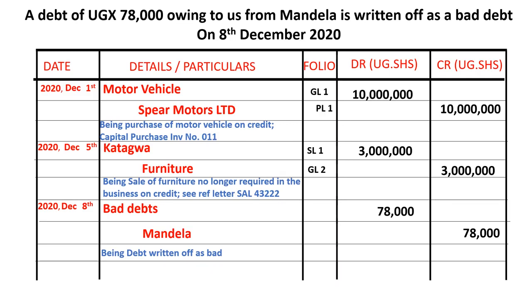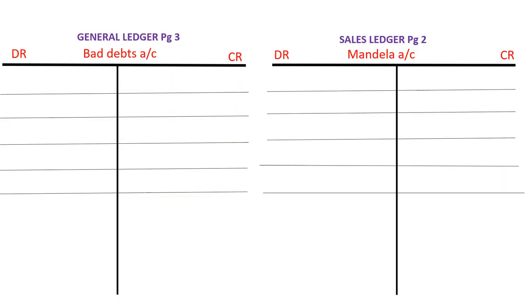So from there we shall go ahead and go to the respective ledger accounts. In the general ledger, we go to the bad debts account. Bad debts being an expense, we shall go ahead and debit it by 78,000. The other item affected is Mandela. It took place on that date. Then we shall do the corresponding credit entry in the sales ledger by posting 78,000.